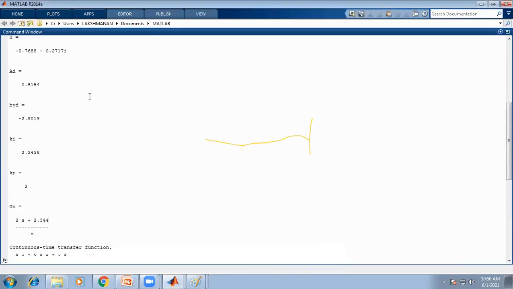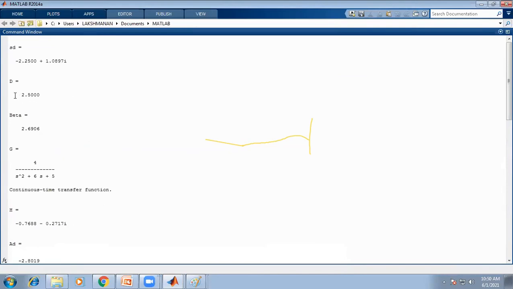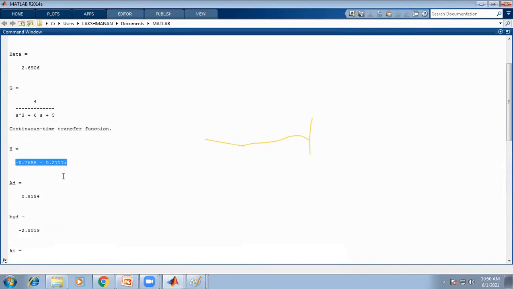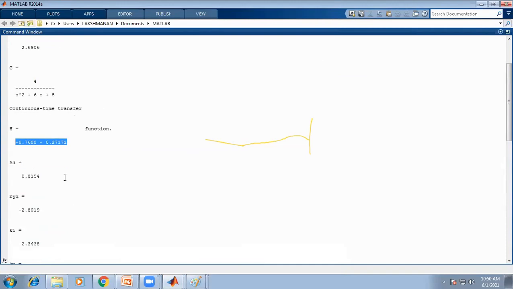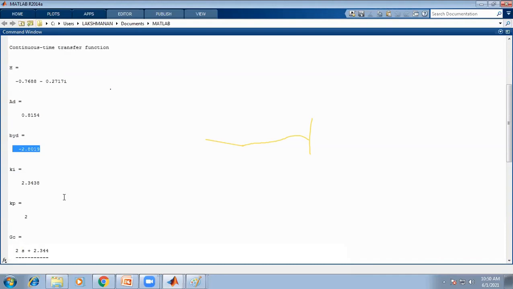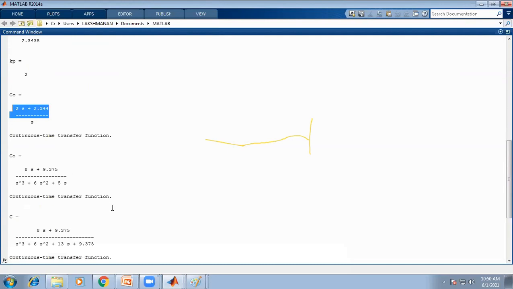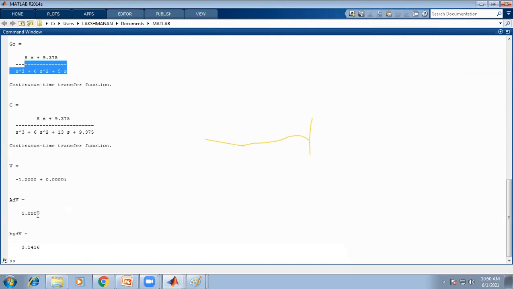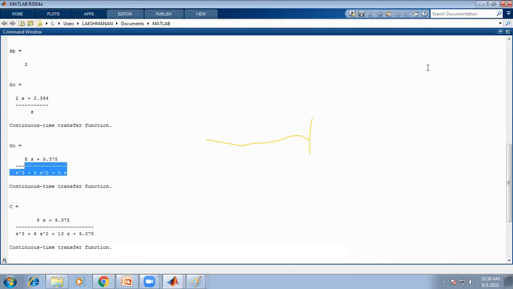See the values: d, beta. This is the actual system we are importing. Then this is the dominant pole. After substituting s equal to sd, then Ad, PID, then Ki, then Kp, then Gc of s, then G naught of s. After that, I am verifying the answer: magnitude of 1, so we will get minus 1. The design is verified. That is accepted.